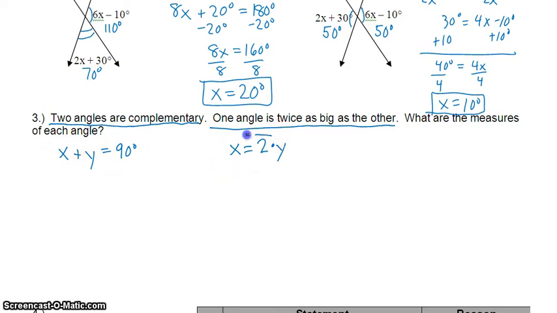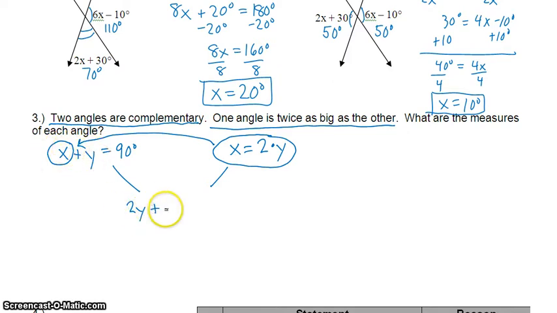Well, we need to do substitution. How big is x? Well, x is 2y big. Anytime that I see x, I can plug it into another equation. If I combine these two equations, substituting in 2y for x, I end up with 2y for this x plus y equals 90 degrees. Once I've written both equations and substituted into the other equation, I only have one variable left, and I can solve for that variable. 2y plus y equals 3y.